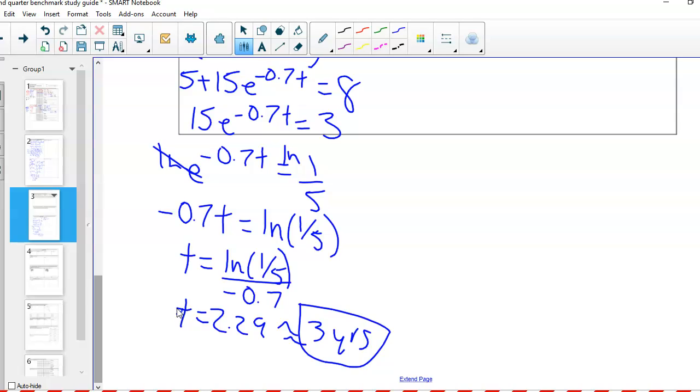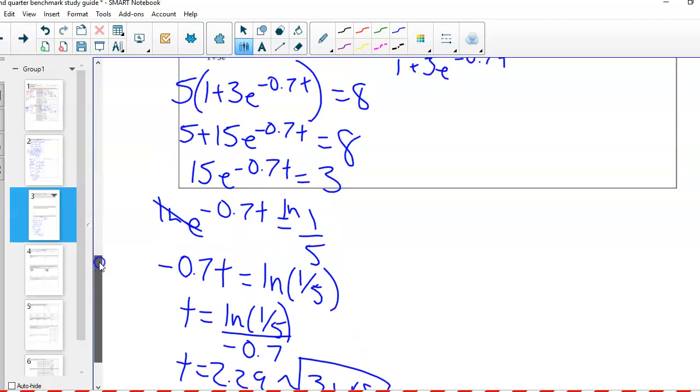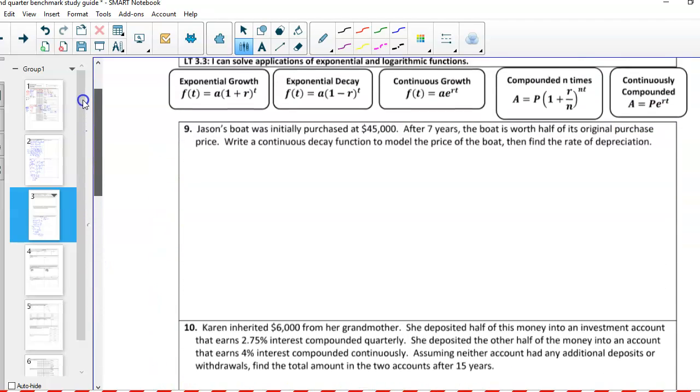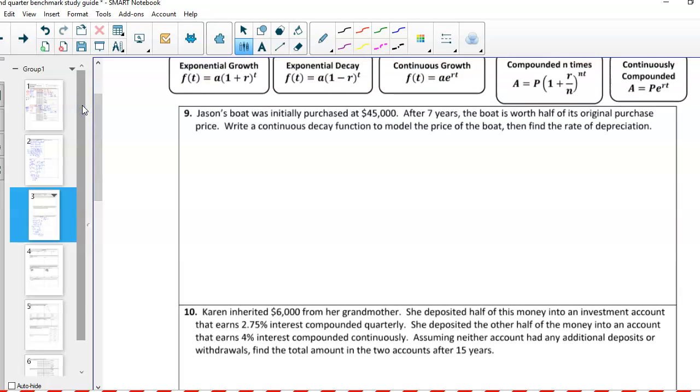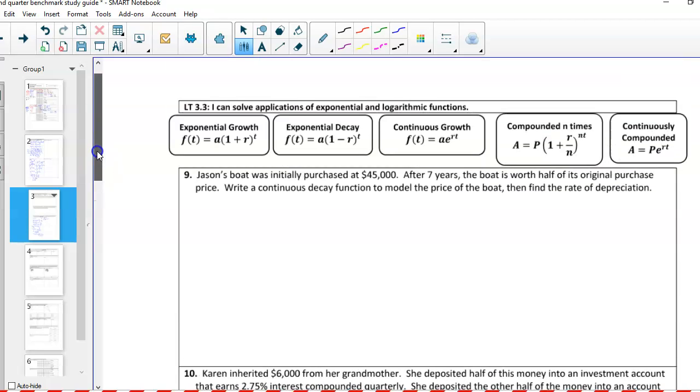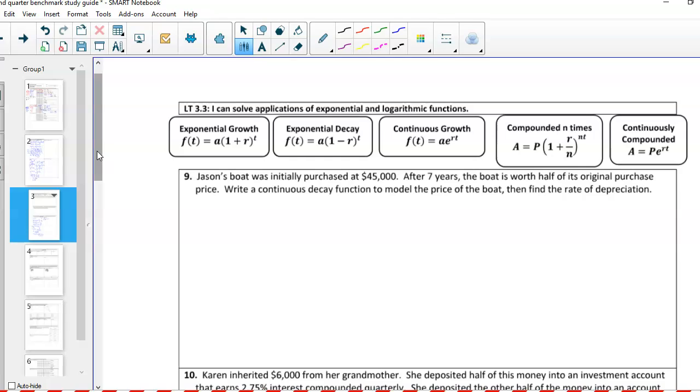Do we need to do another one? Okay, we're going to do 9. On the test, will that part at the top be given? It will be given to you. So you don't have to memorize those formulas? It will be given to you. It's pretty useful.